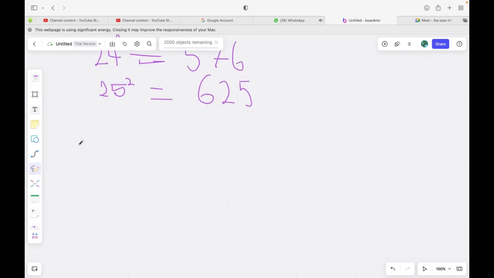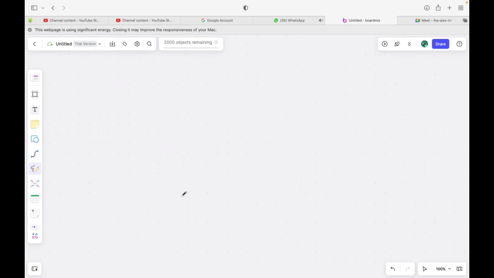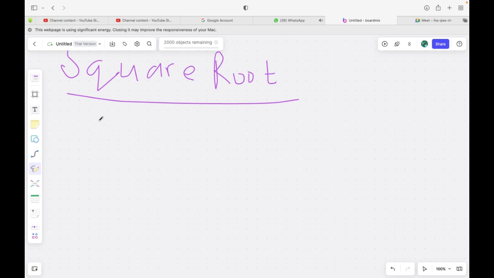Now that's for square. When we talk about square root, what do we mean? What's the difference between square and square root? Square root is to go in the reverse, and it has a symbol. The symbol for square root is this one.